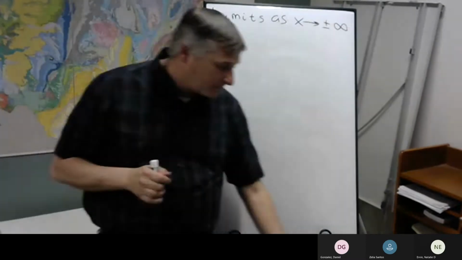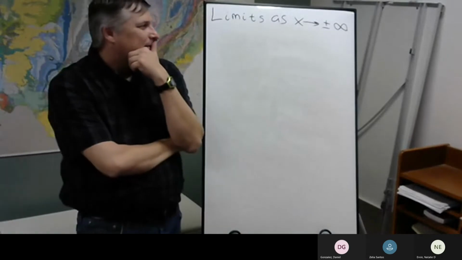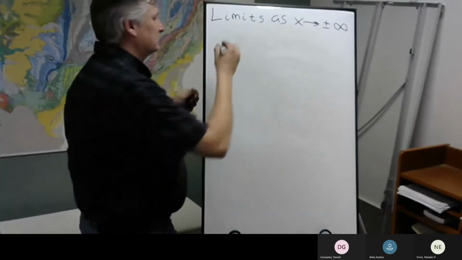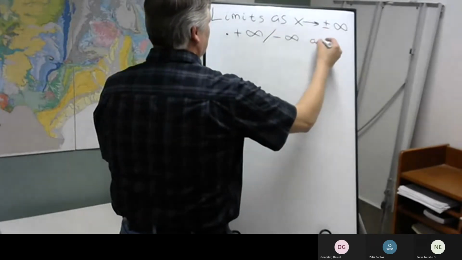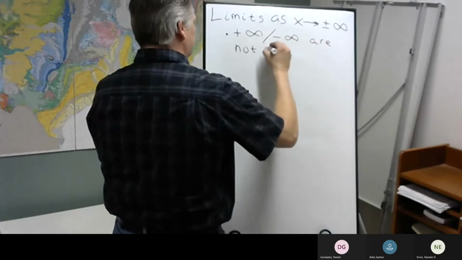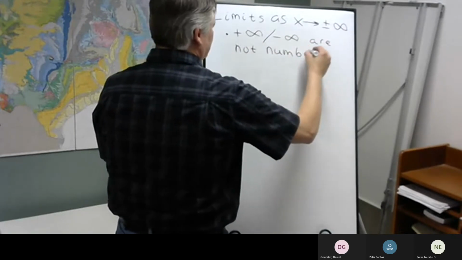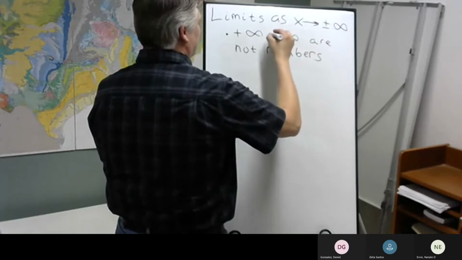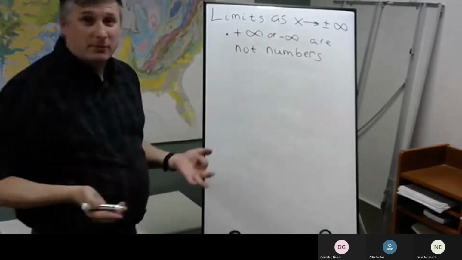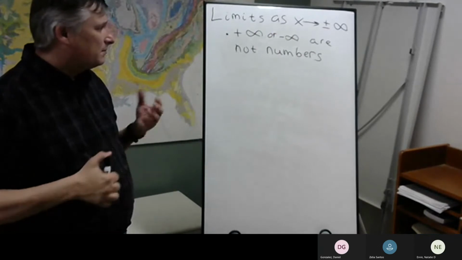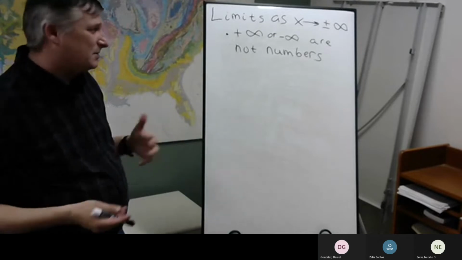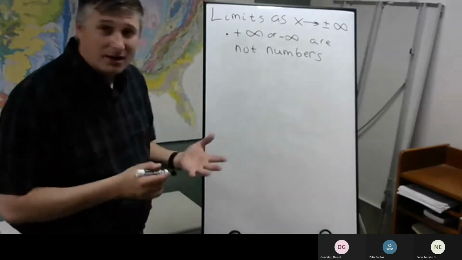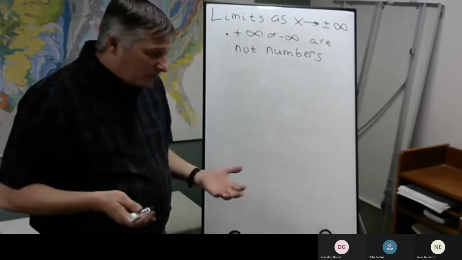So limits as x approaches plus or minus infinity. So first off, we want to talk about what infinity is. Infinity is not a number. I'm going to put an "or" in there, so it doesn't look like we're dividing infinity. So positive infinity or negative infinity, they're not numbers. One way you can think of them is just keep on going. It's an idea. They're concepts. So what do we do with these?